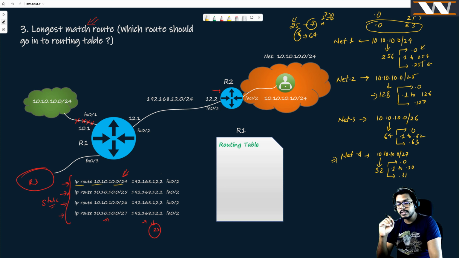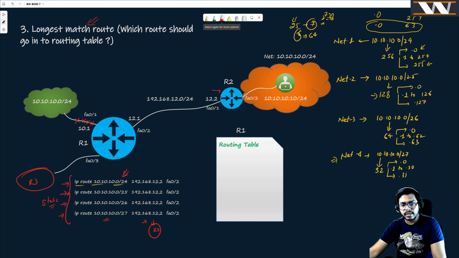Network number 1 is the biggest one, right? As simple as that. But at the end of the day, if I tell you all of these networks are different, then there is no question what should go into the routing table. If the network is different, then every network should go inside this routing table, right? We are going to write in router R1 routing table that we have a static route.